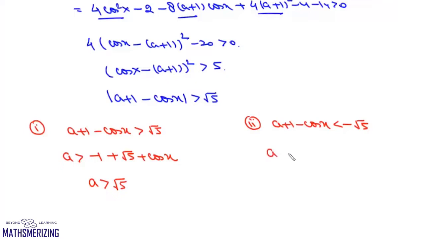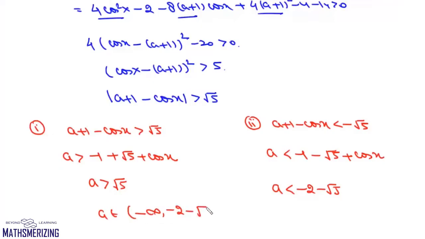Now here on the left hand side it will be a is less than −1 − root 5 plus cos x. Now if a is less than this function, it should be less than its least value, and its least value is at −1. So this a should be less than −2 − root 5. So answer to this question is either a lies between minus infinity to −2 − root 5, or a lies from under root 5 to infinity.